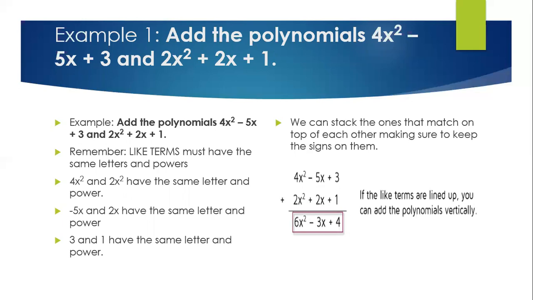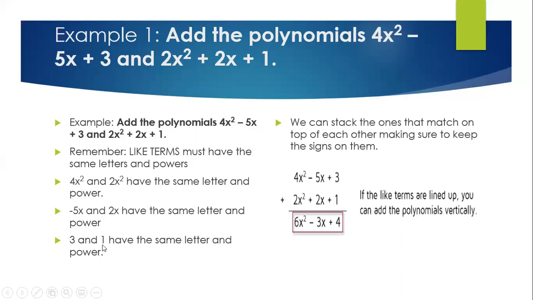Now remember, like terms have the same letters and powers, which means the two things that match are the 4x squared and the 2x squared. Notice they both have an x squared on them. They match. I have a minus 5x and a plus 2x. They have the same letter and the same power. They match. I've got a 3 and a 1. They're just two numbers by themselves. They match.